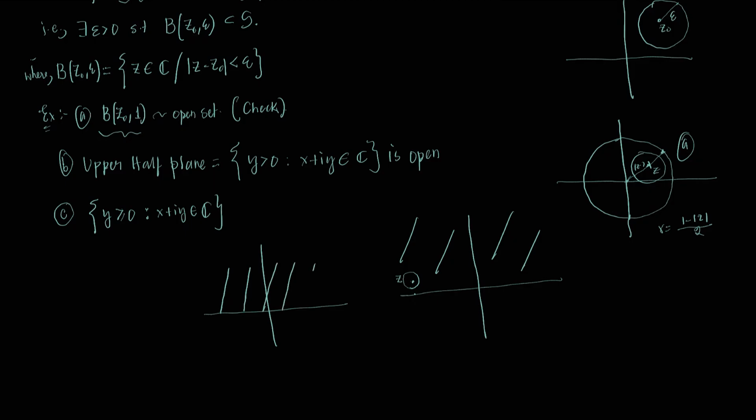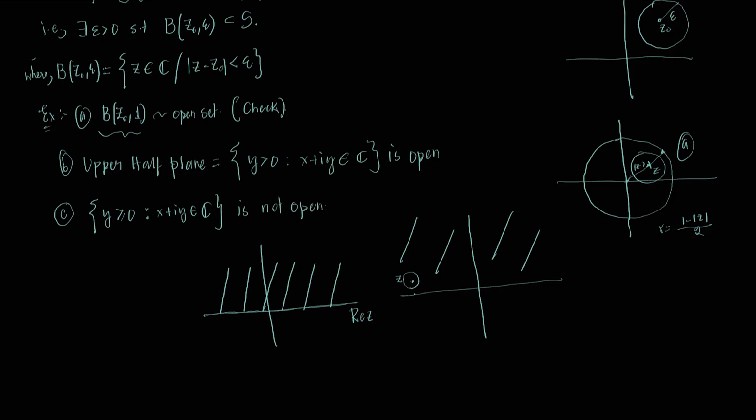Everything in the upper half plane plus where y is 0. So y is 0 is on this line, right? The real line. So the real part of z has to be contained here. So that is basically 0 in this part. So essentially, this is not open.